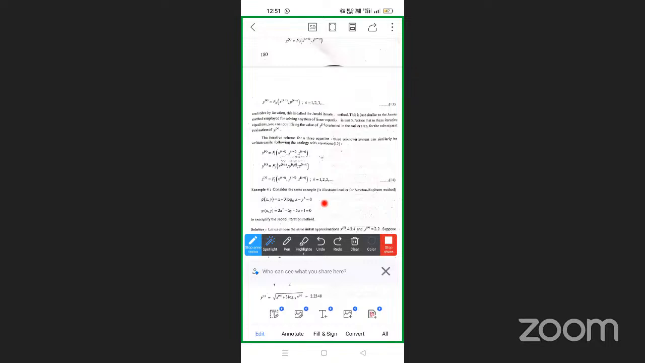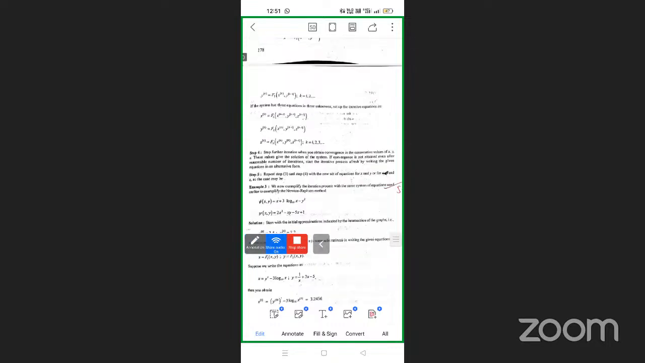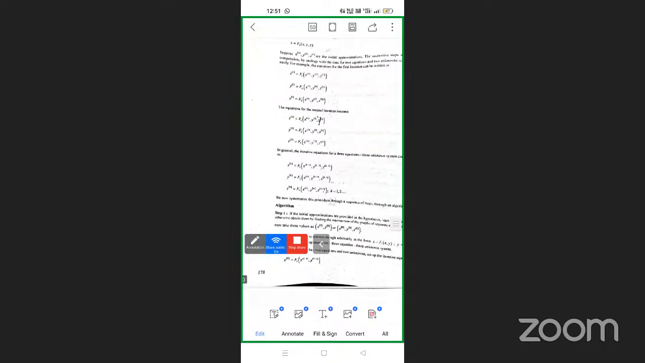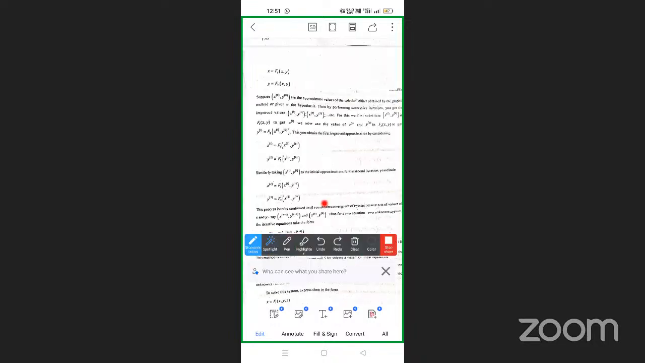Any doubts? In next class, eigenvalues and eigenvectors also.